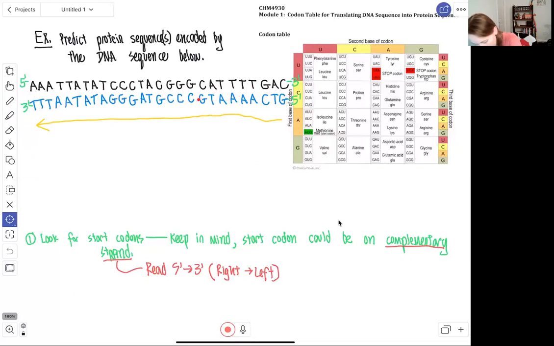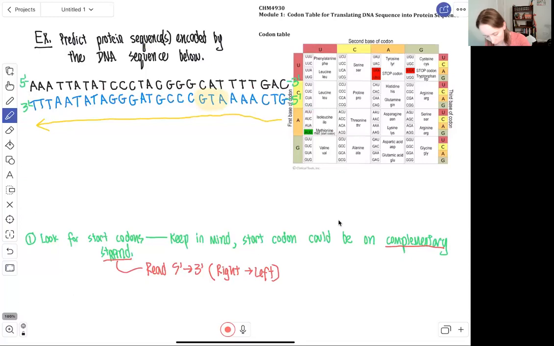Are there any other ATGs? We just want to make sure we're not missing anything, any possible start codons along the way. And indeed, I see that the only start codon here is our ATG. It is possible that we could have a DNA sequence that encodes for more than one possible protein. So it's important to look and find all of the possible start codons, not just one.